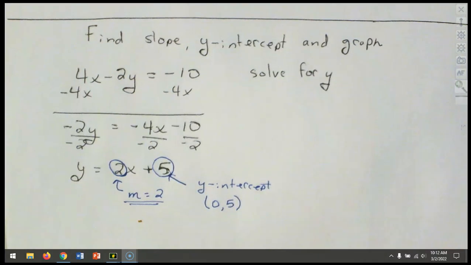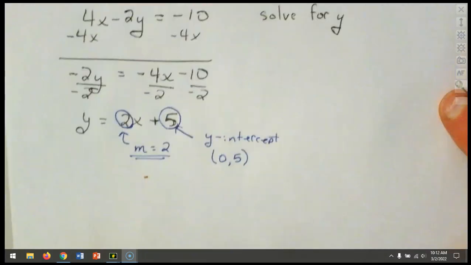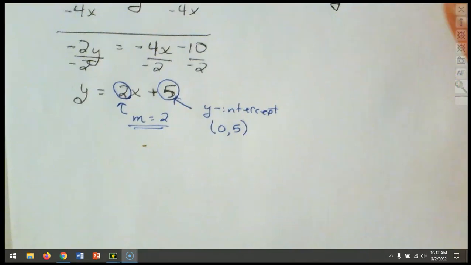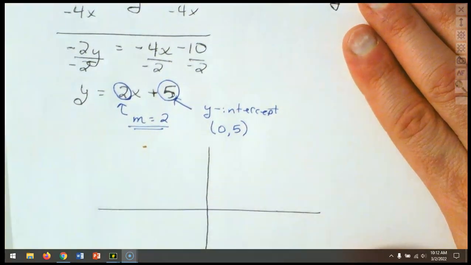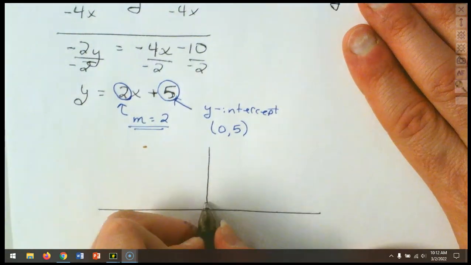Now we should be able to quickly graph this line here. Our slope is positive, so we're going to be going up from left to right. We start at (0, 5).